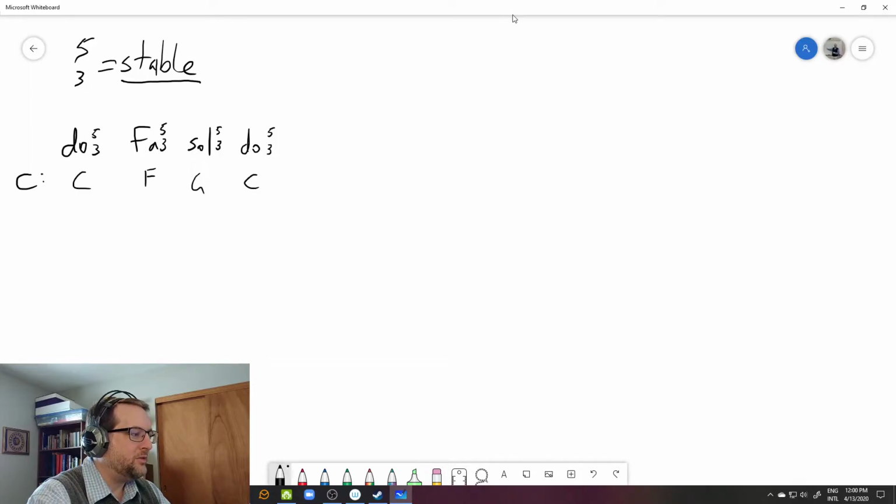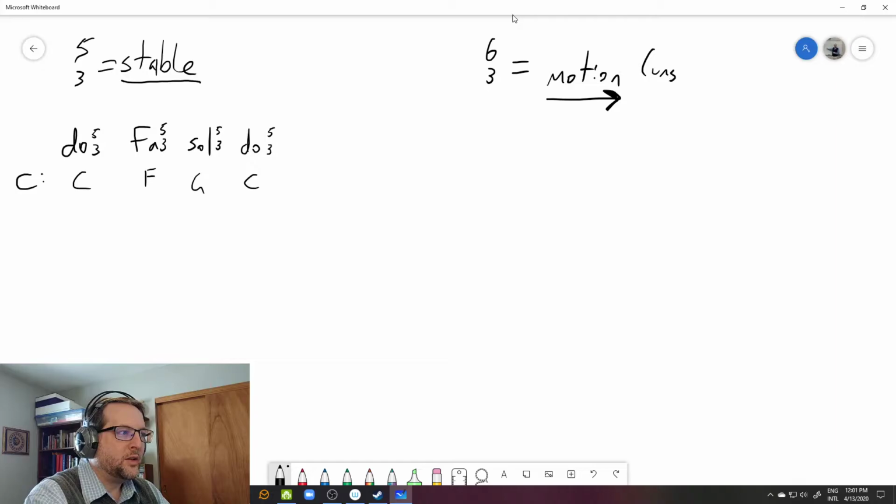Grab my marker. 6/3 chords imply motion. 6/3 chords want to move, and that's because they're less stable than 5/3 chords are. And we put this on our mi, we put it on our la, and we put it on our ti. These are all things that want to move.